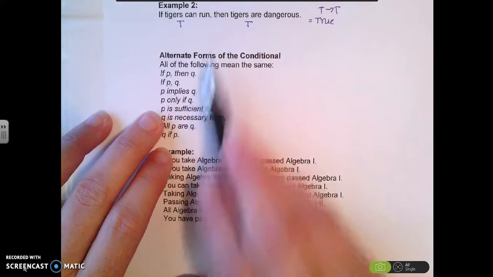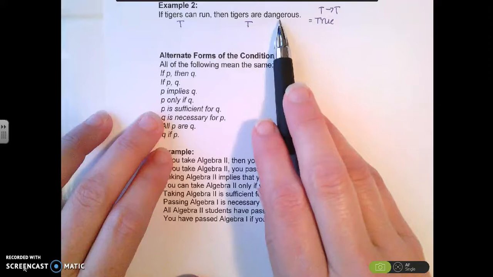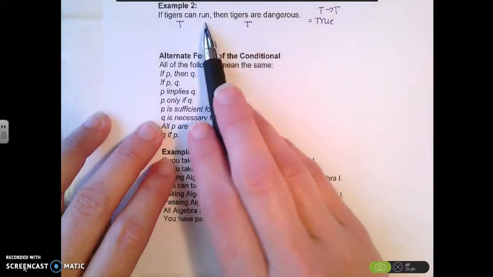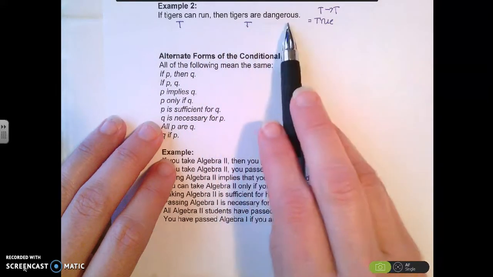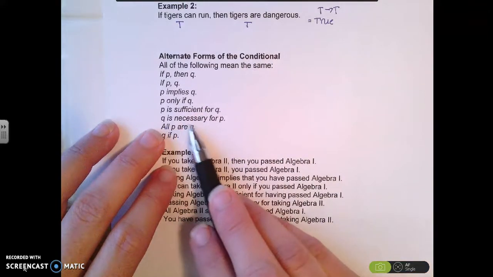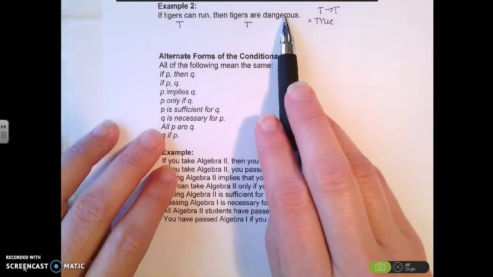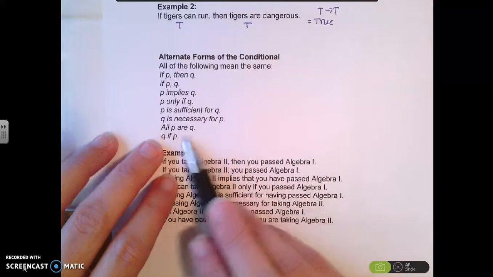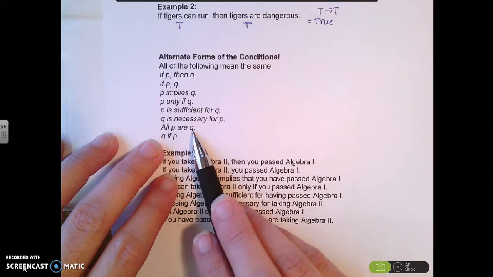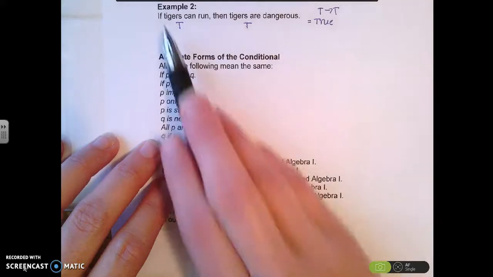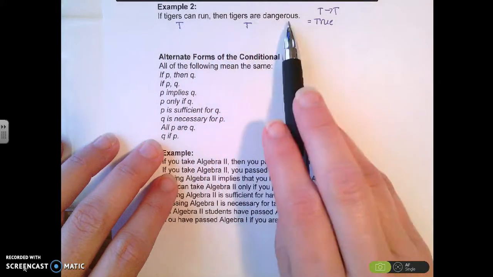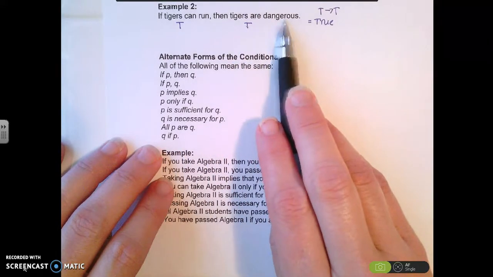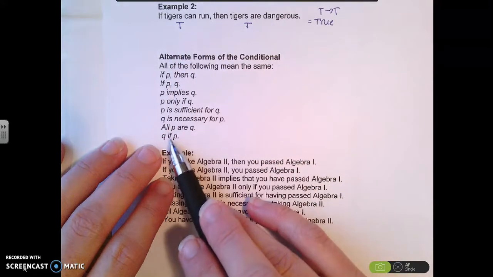P only if Q, tigers can run only if they're dangerous. P is sufficient for Q, tigers can run is sufficient for tigers are dangerous. Q is necessary for P, tigers are dangerous is necessary for tigers to run. Don't know if that's necessarily a true statement, but all P are Q, all tigers can run, and all tigers are dangerous. And then Q if P, tigers are dangerous if tigers can run. So watch out for that if.